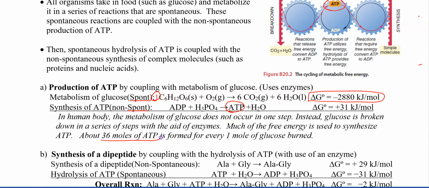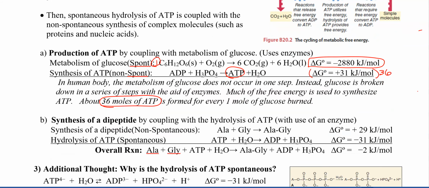It turns out you can do about 36 moles of ATP, and I think you're making some other molecules as well, because if you multiply this by 36, you're still going to get less than that negative 2880. So, theoretically, you could couple it with a non-spontaneous reaction that would exactly balance out or leave a little bit to make it spontaneous overall, okay? So this happens all the time.